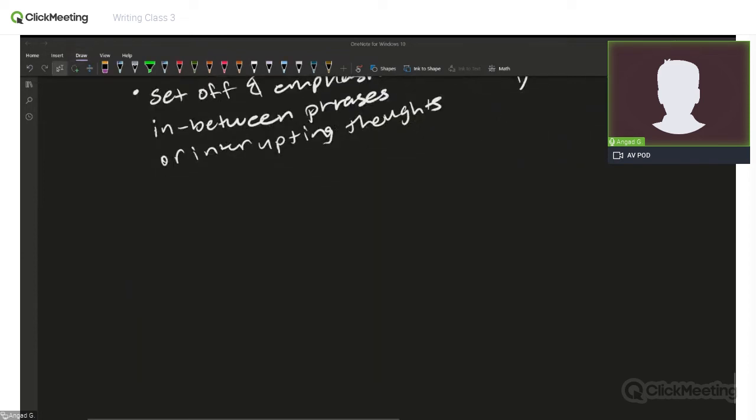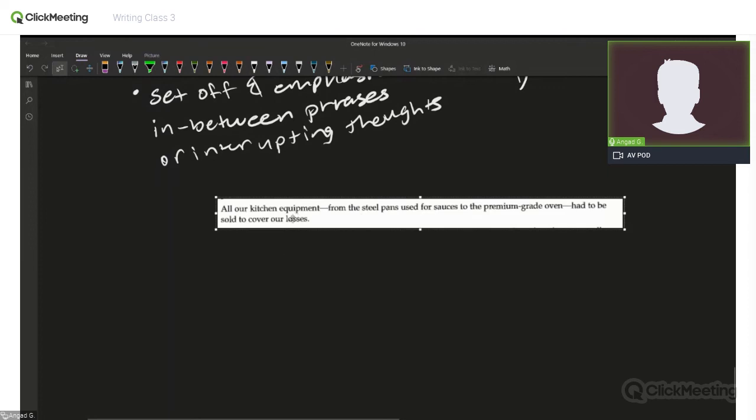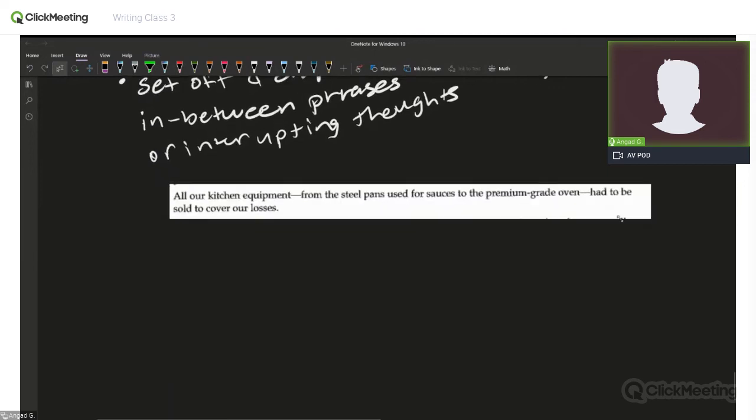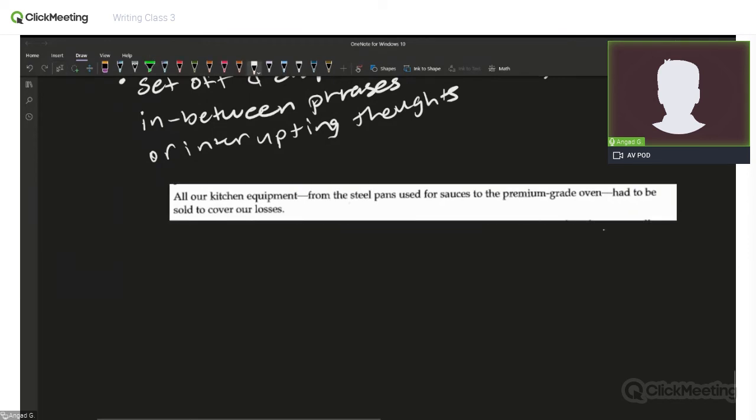So let's say we have this sentence. This is an example of it being used correctly: all of our kitchen equipment, from the steel pans used for sauces to the premium grade oven, had to be sold to cover our losses. This is an in-between phrase, or an interrupting thought. You can think of it as unnecessary information from the sentence. If you cross this out, the sentence is still a sentence, right? It's not a dependent clause, because you need an independent clause to be an entire sentence. If you cross this out, it's still a sentence: all of our kitchen equipment had to be sold to cover our losses. So that's how you know that it's used correctly, because it's still a sentence when you cross this out, and this is just an interrupting phrase. You guys get that?